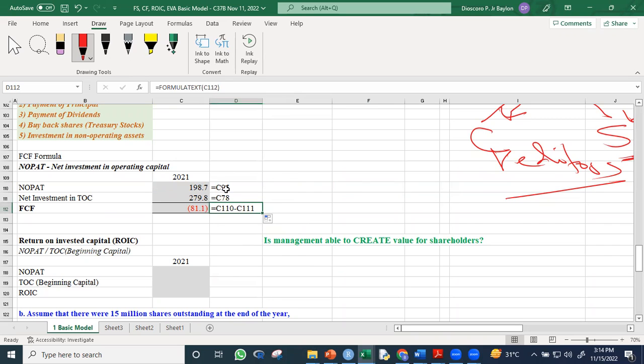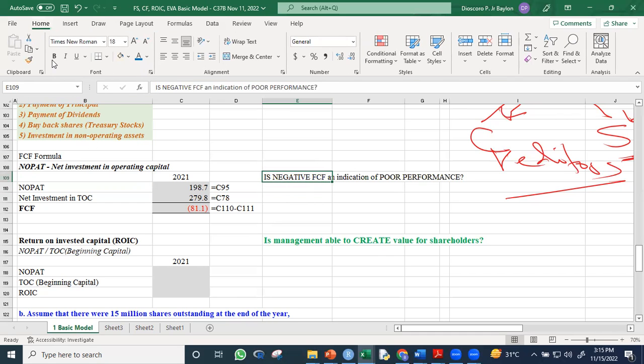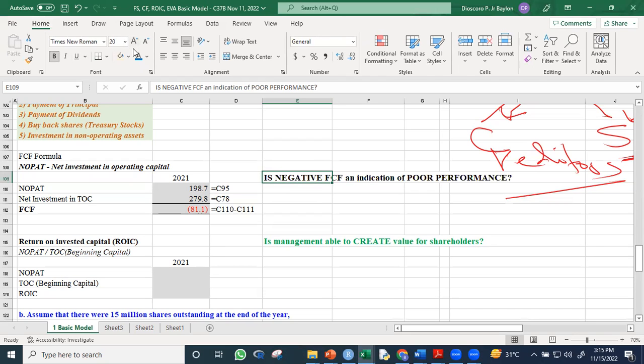Okay, so we have a negative free cash flow. The question here is: is a negative free cash flow an indication of poor performance? We'd like to answer this question. Is a negative free cash flow an indication of a poor performance of the firm?